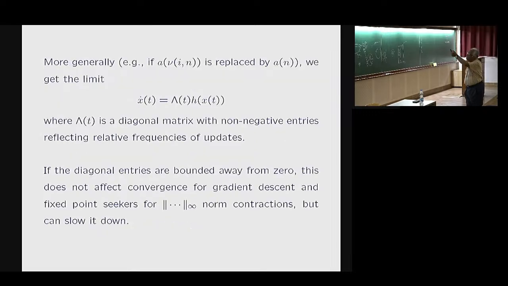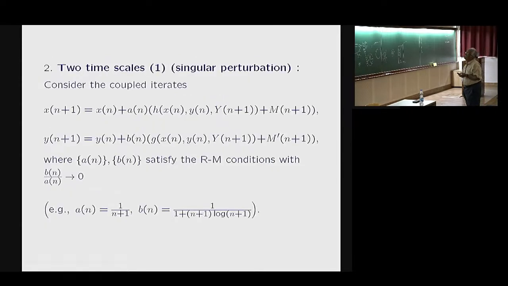Otherwise, you get some nuisance like this, lambda t, which is a diagonal matrix with non-negative entries, which reflects the relative frequencies of updation. But this doesn't matter. For example, if they're bounded away from 0, it doesn't affect the convergence of gradient descent and the infinity norm contractions. So I was here.